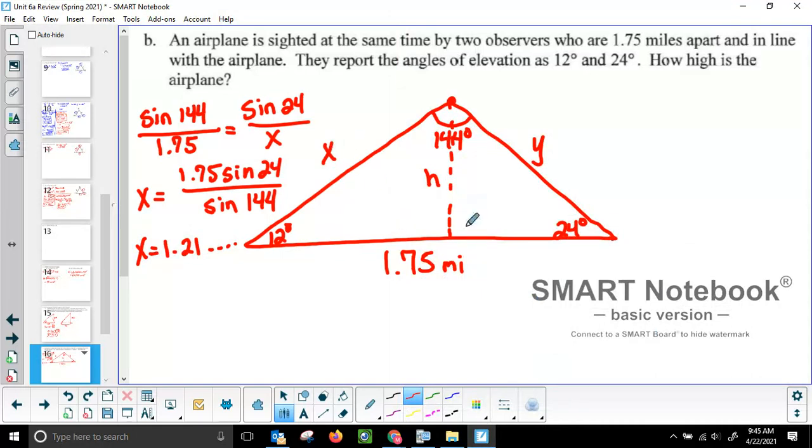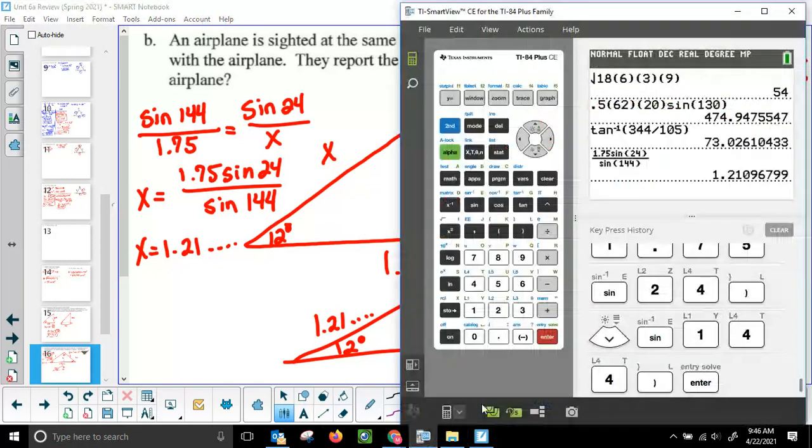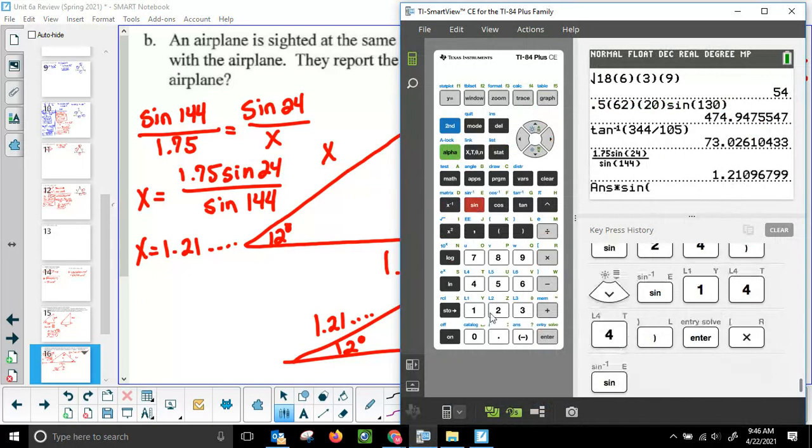Well now, since we know x, we can just look at this piece of the triangle. I know this is a right angle because the flagpole isn't leaning. I know that this is 1.21 dot dot dot, and I know this is 12 degrees. I'm looking for the height here. This is opposite and hypotenuse, so I'm going to do sine. So the sine of 12 degrees is going to equal h over that whole mess. So I multiply both sides by that. So h is equal to, and all I have to do is take this, times the sine of 12 degrees.